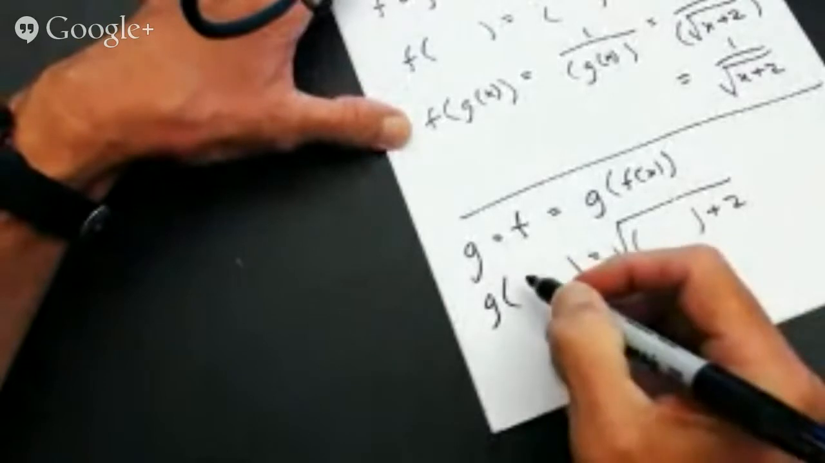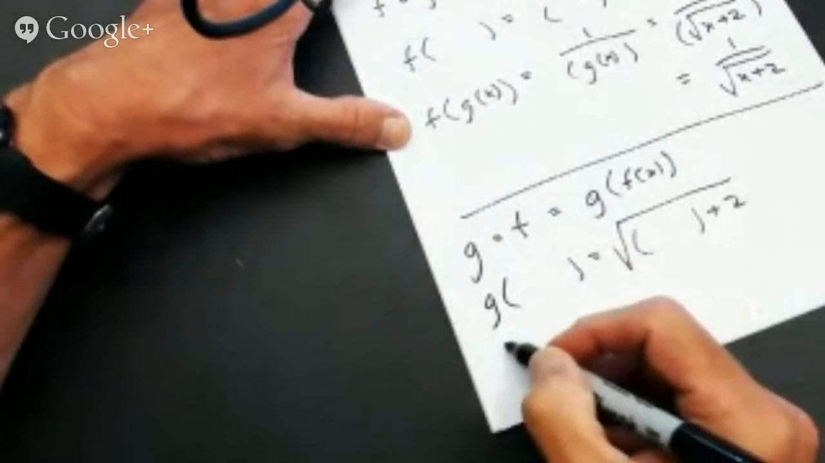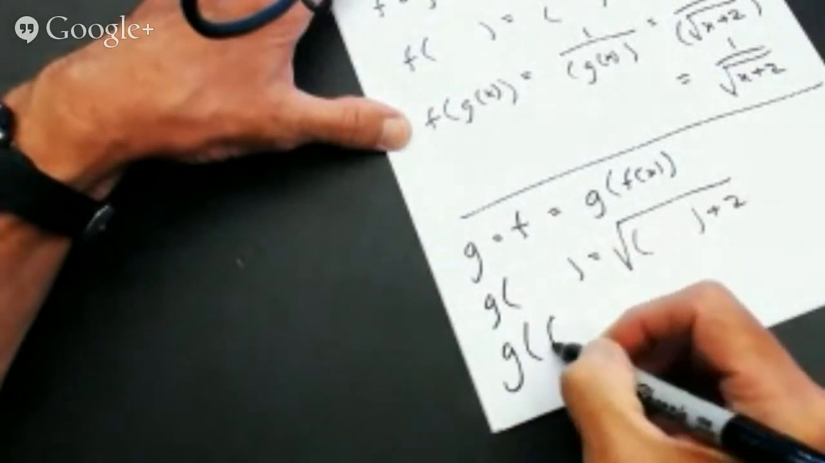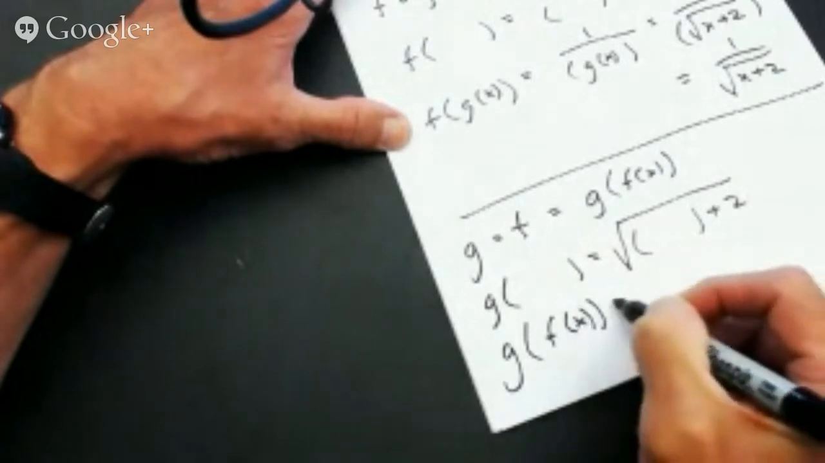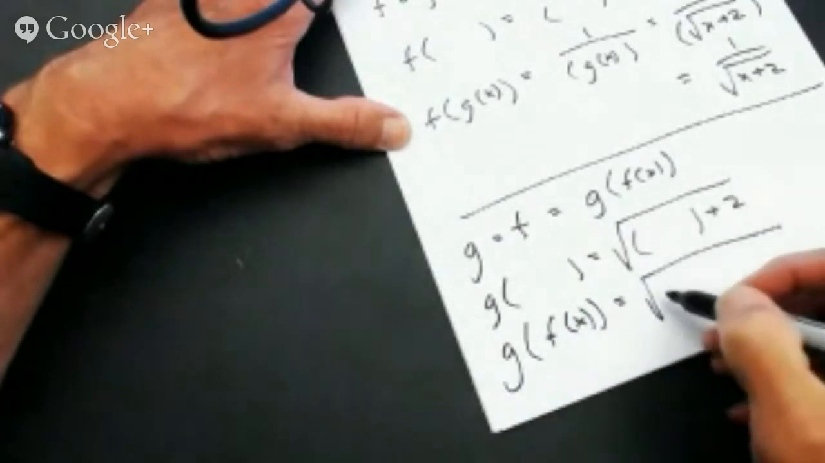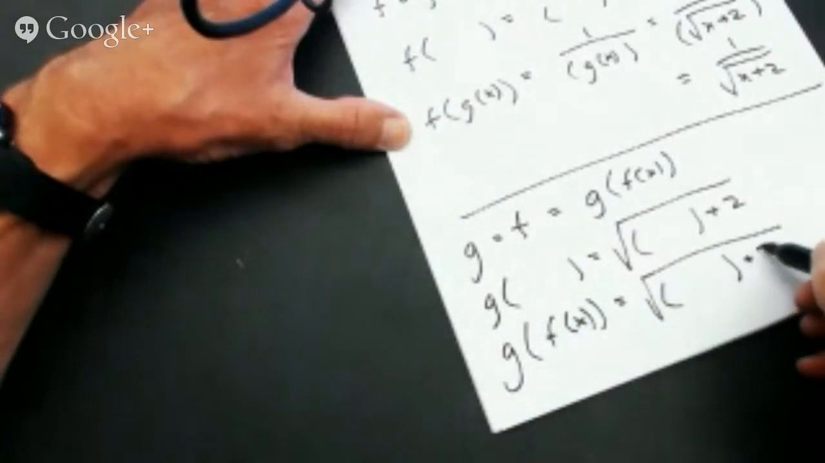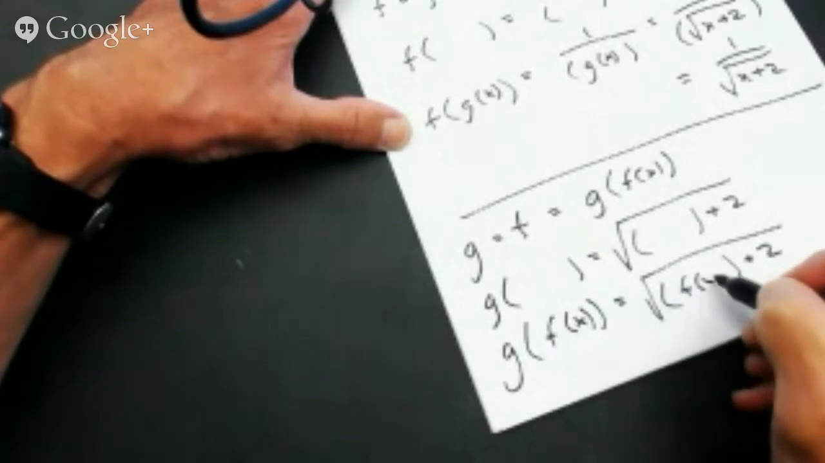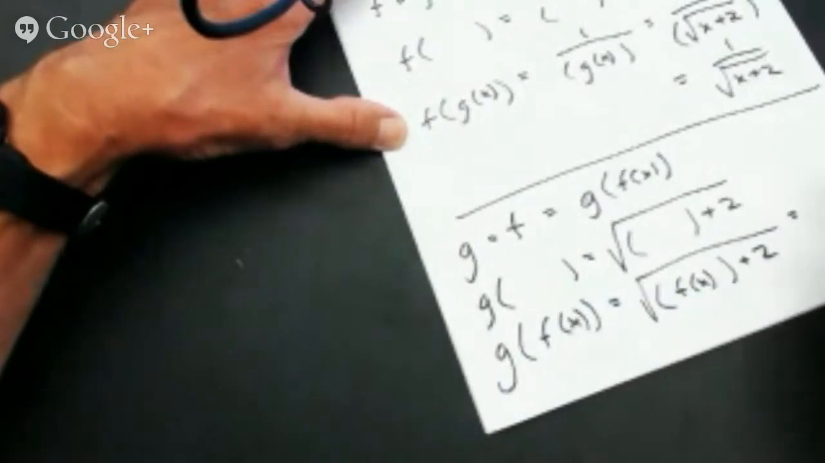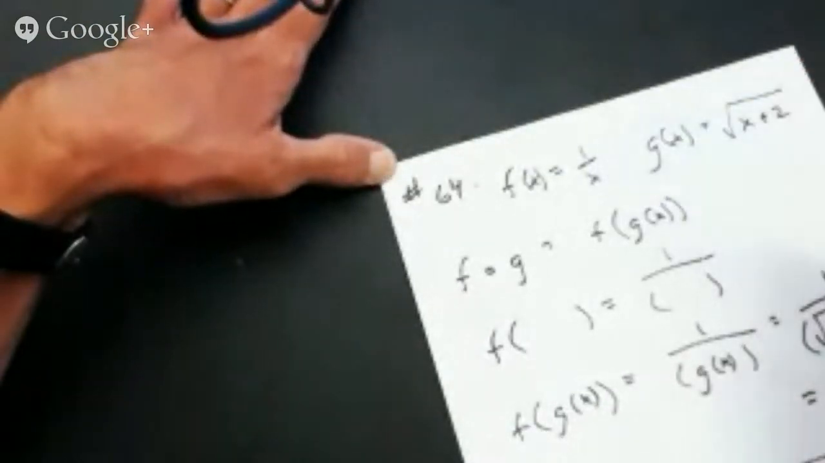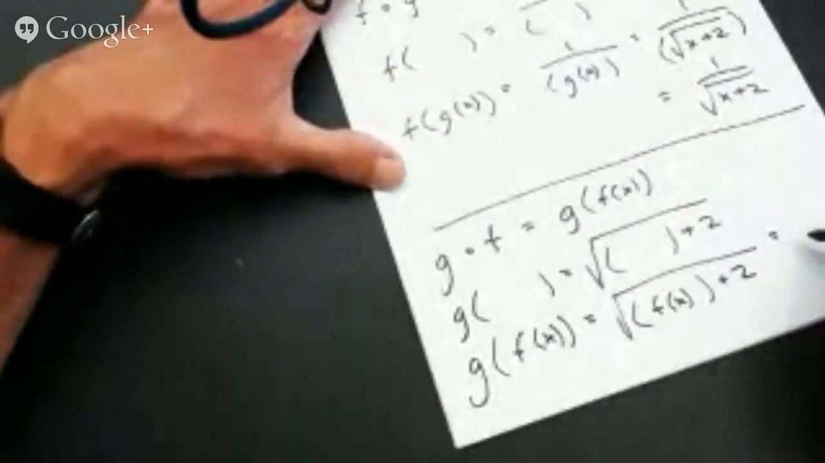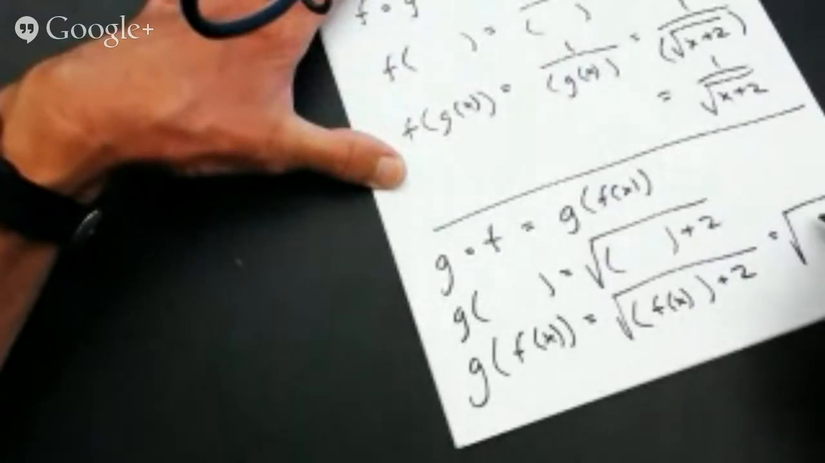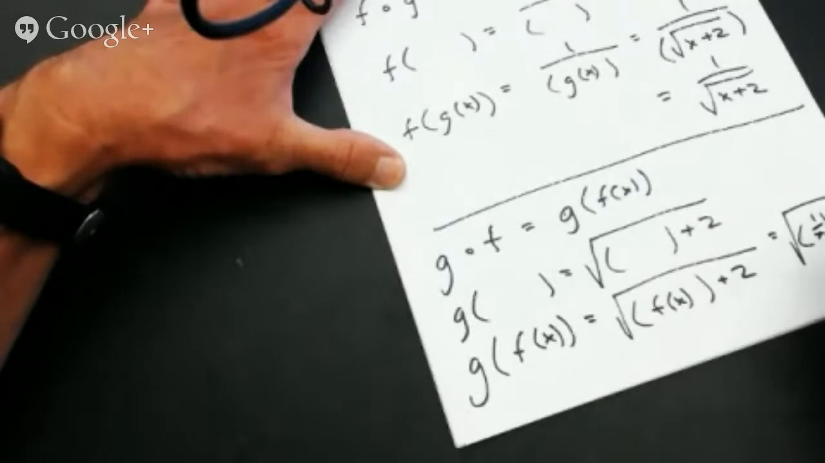Now what we're going to do is we're going to put the f function inside that parentheses. So it's g of f of x is the square root of, in the parentheses, I'm going to fill up with the f function. The f function, of course, we know from up above here, is just 1 over x. So it's going to be the square root of parentheses 1 over x plus 2.